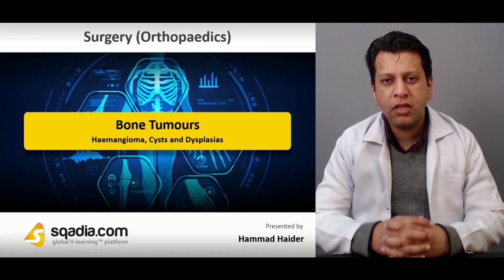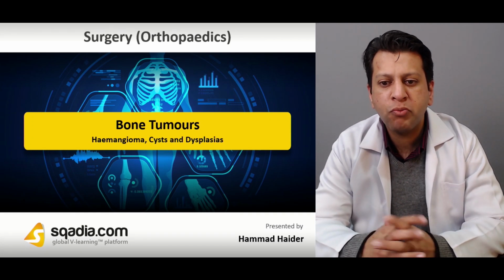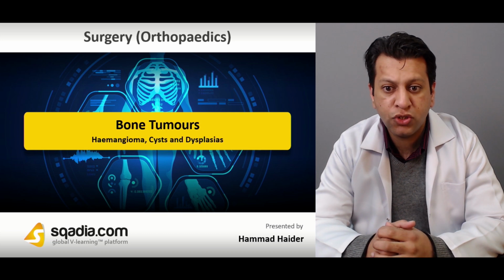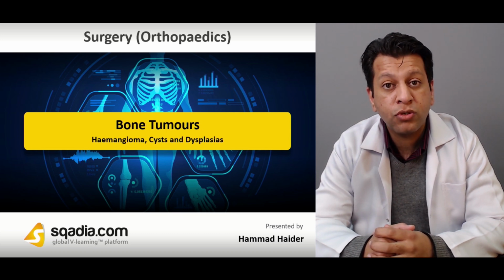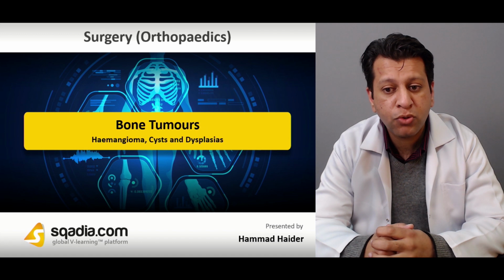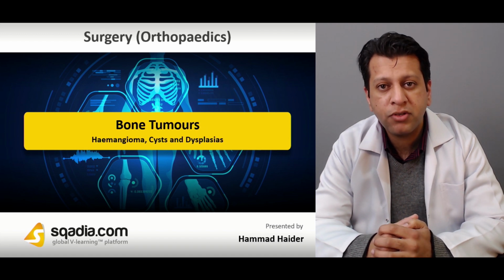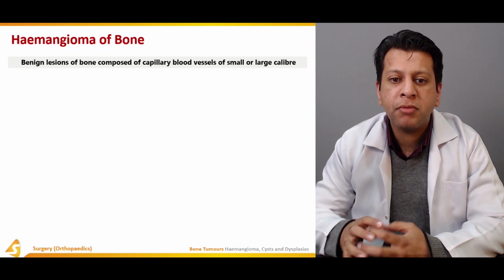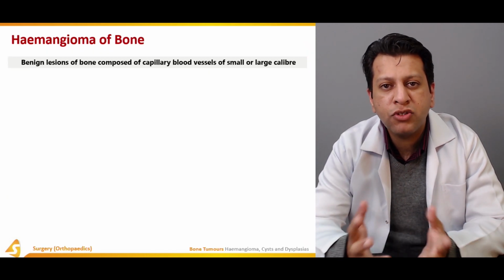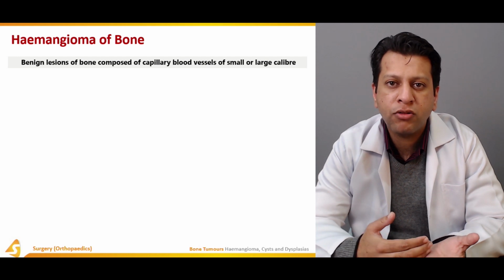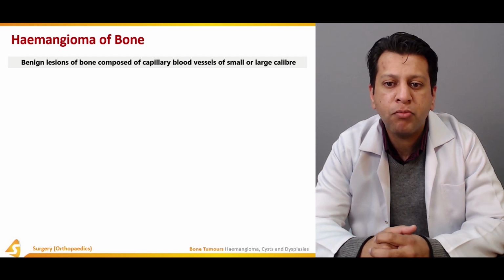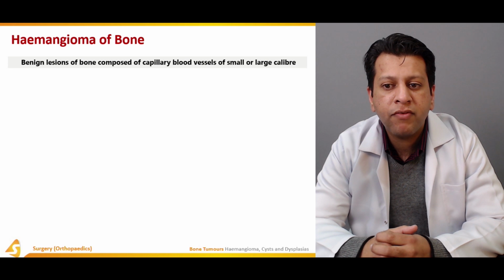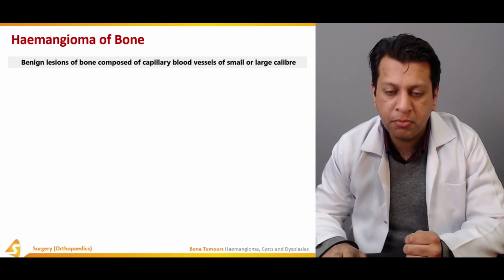Now, continuing with our benign bone tumors, we will be moving on in this section towards haemangioma and cysts, which include unicameral bone cysts, aneurysmal bone cyst, and other fibrous dysplasias. What is haemangioma? As the word suggests, it's something related to the vessels. It's a benign lesion of bone composed of capillary blood vessels, small or large caliber.